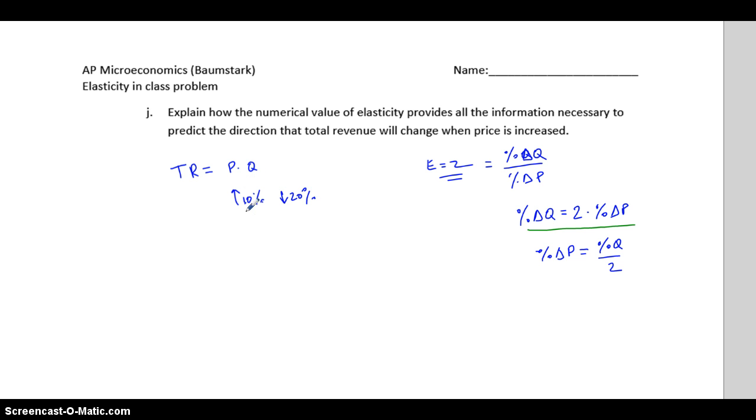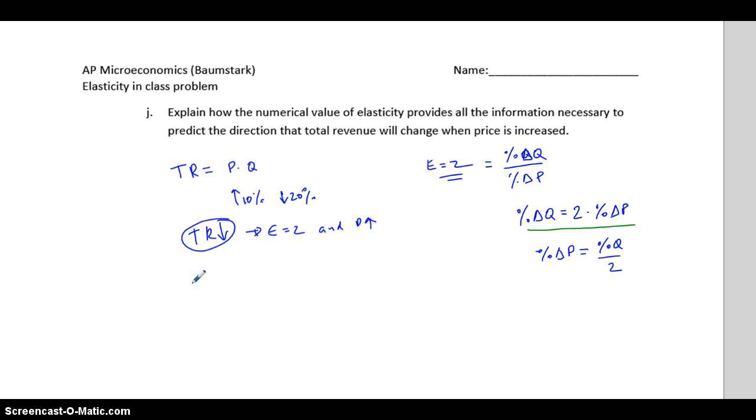Well, what's going to happen when prices go up 10% but quantity goes down 20%? My total revenue has to fall. My quantity fell more than my price went up, and so my total revenue falls if elasticity is equal to 2 and I do a price increase.